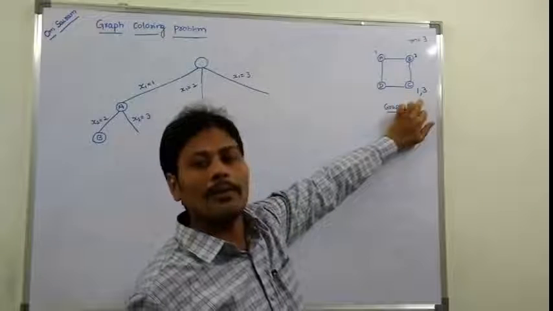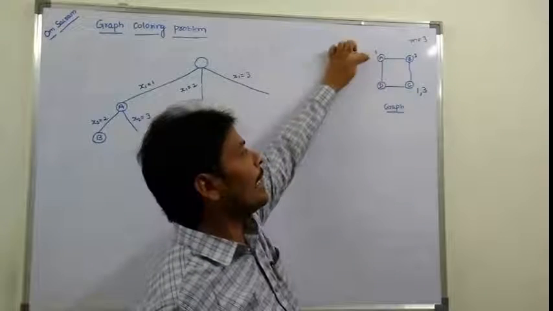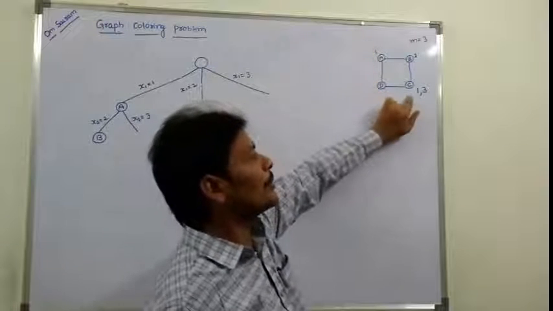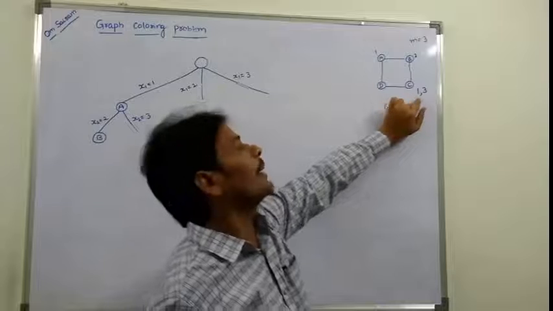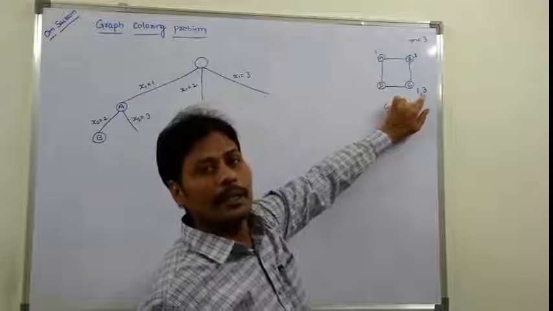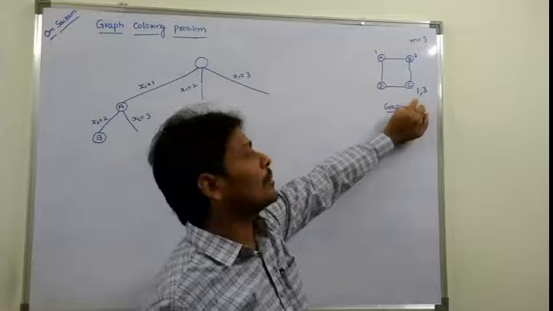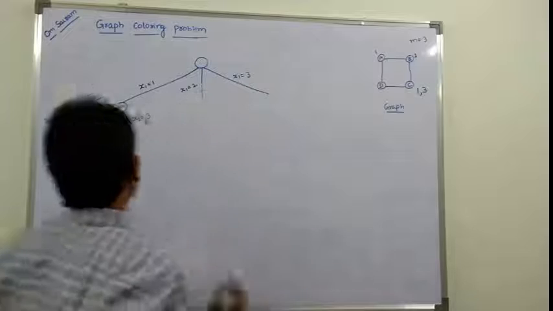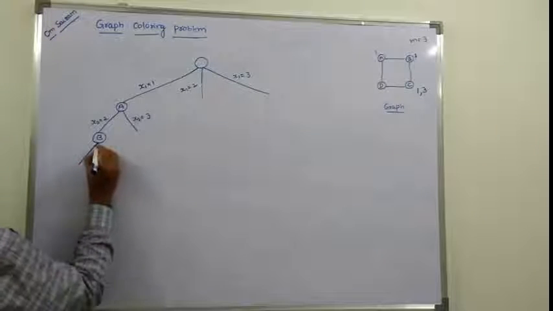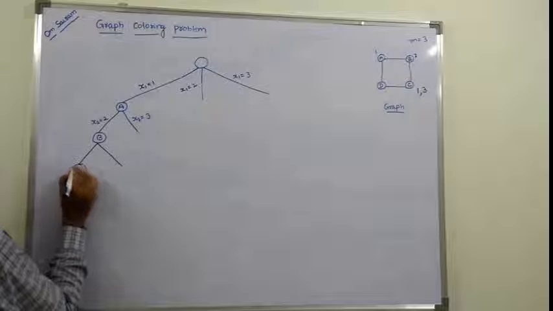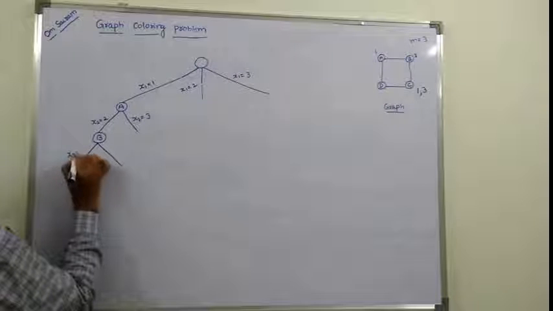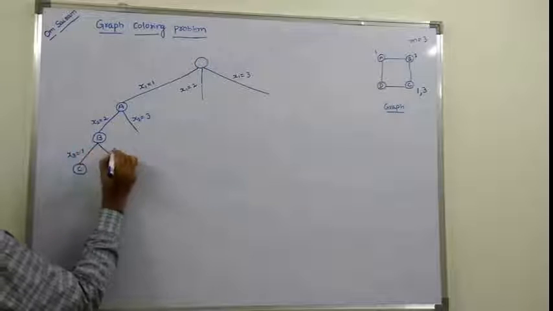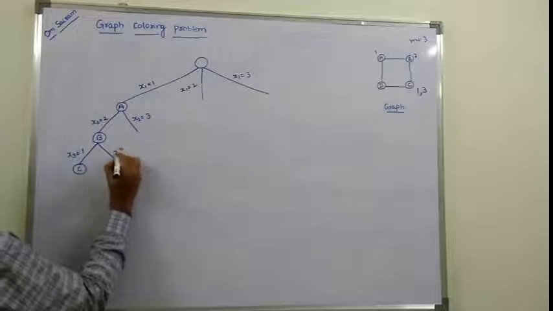Also the first color we are using, because A and C are not adjacent, so the first color may be used for vertex C and the remaining color is also used for vertex C. So the possible colors for vertex C are 1 and 3. For vertex C, x3 is equal to 1 or 3.